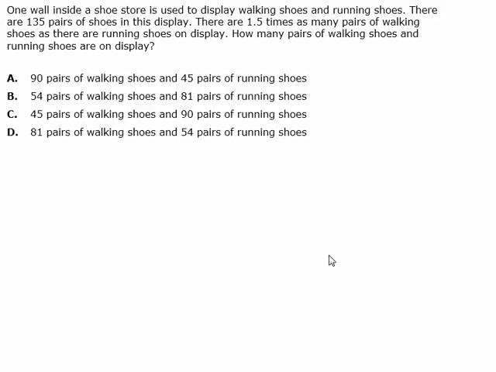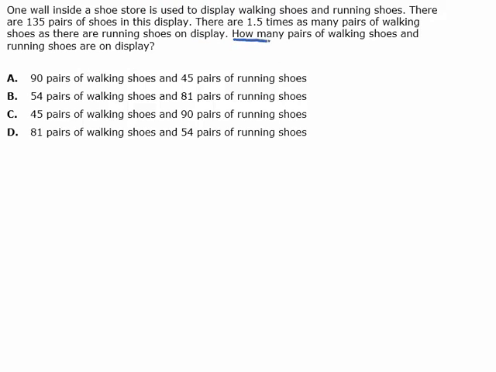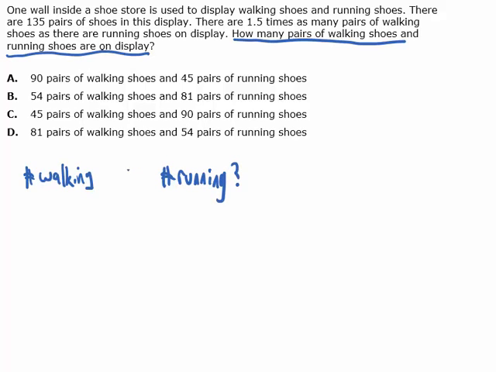So after I read the problem, the first thing I want to do is find out what the question is asking me to do. So I'll look for the question mark and the question. It says how many pairs of walking shoes and running shoes are on the display. So I'm going to go ahead and underline that. I'm looking for the number of walking shoes and the number of running shoes. I put a question mark next to each one of those because I'm not quite sure how many of each.